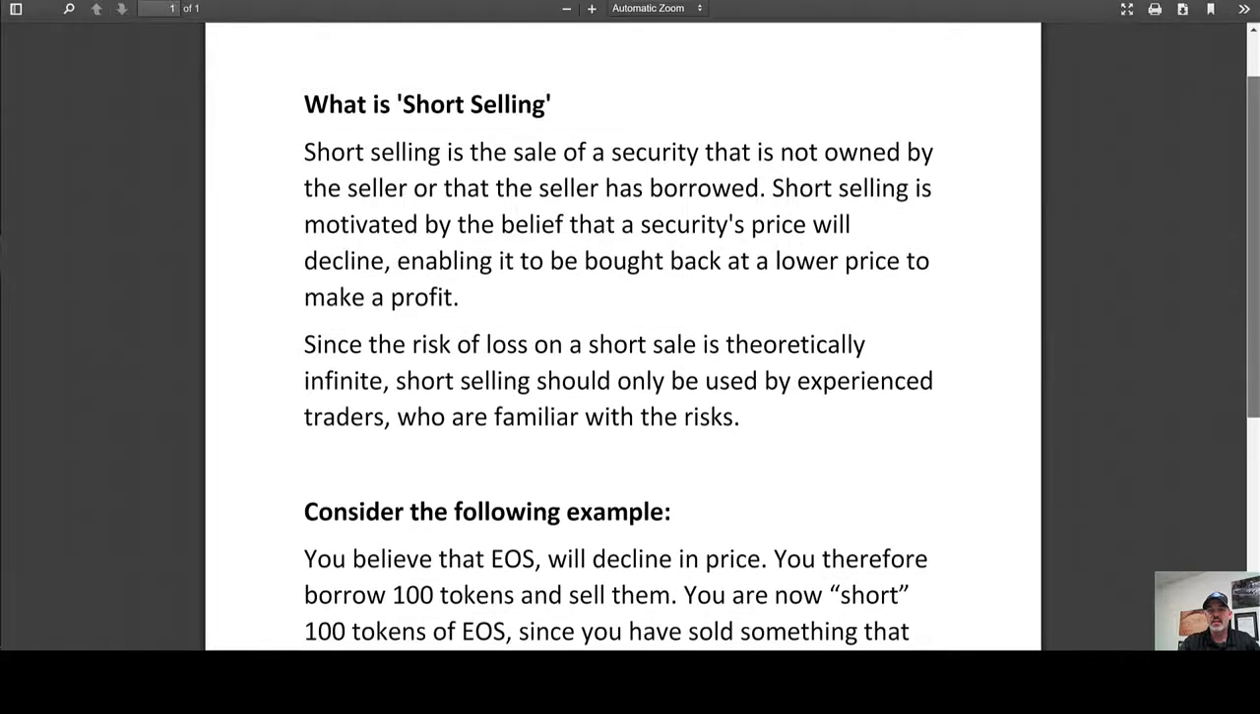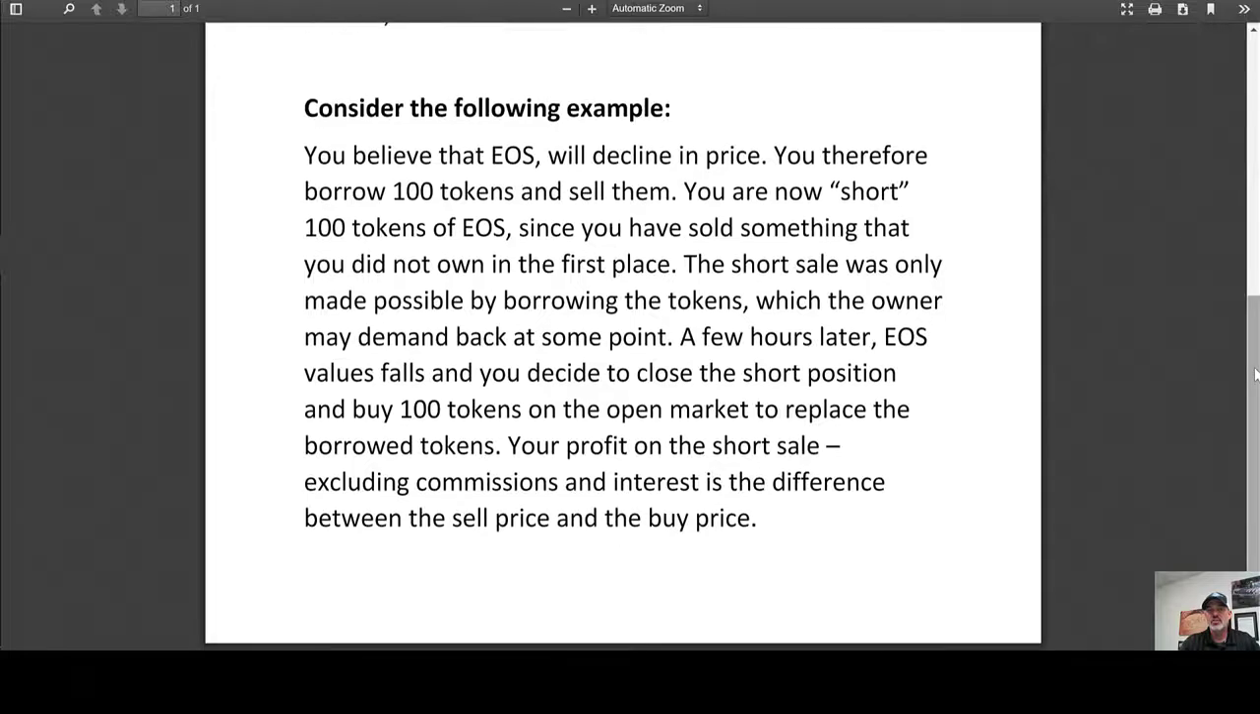So let's take a look at an example. Let's say you believe that EOS will decline in price. You therefore borrow 100 tokens and sell them. You are now short 100 tokens of EOS since you have sold something that you did not own in the first place. The short sale was only made possible by borrowing the tokens, which the owner may demand back at some point.